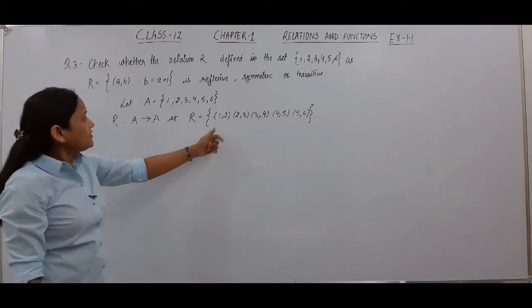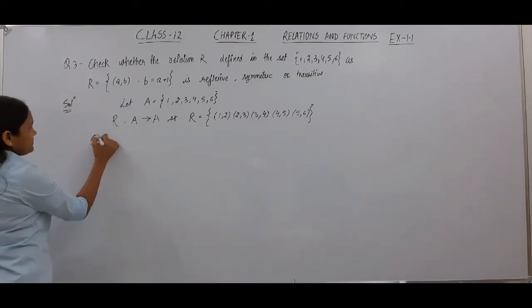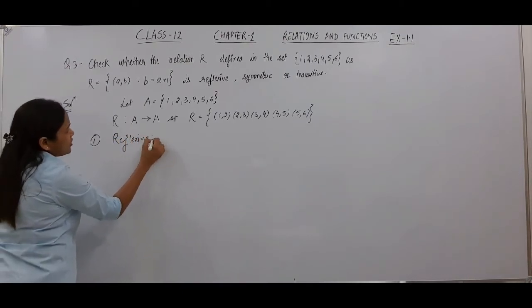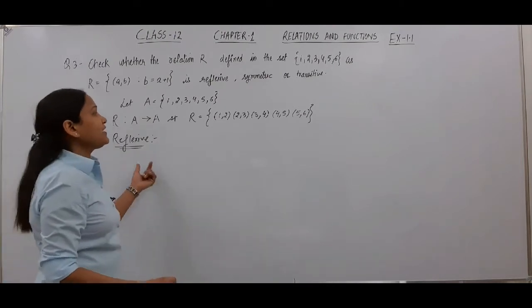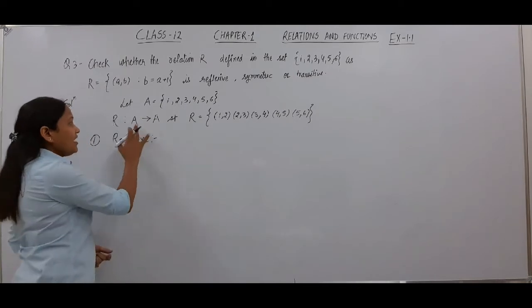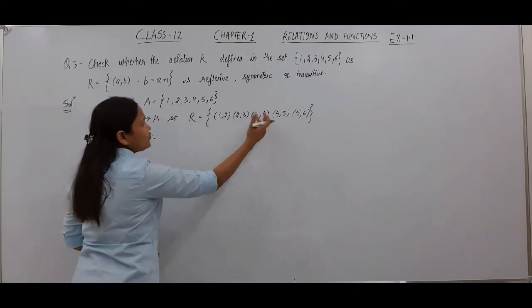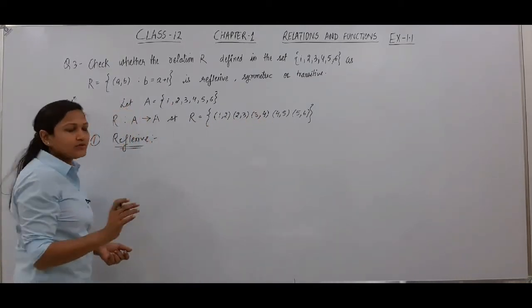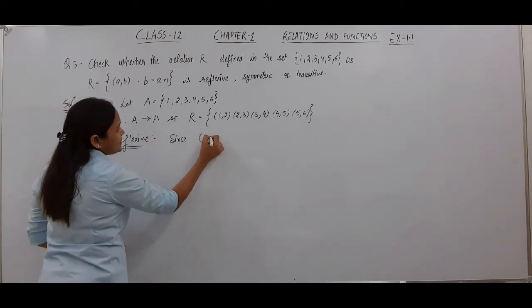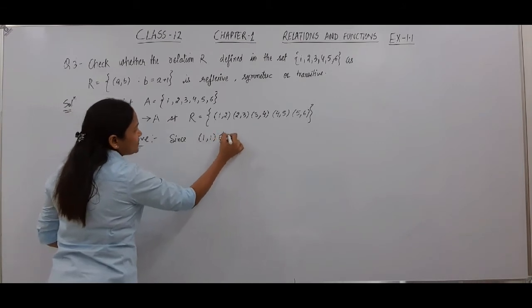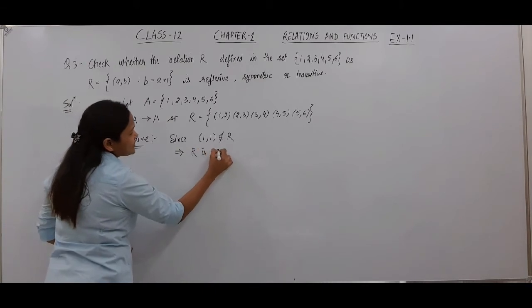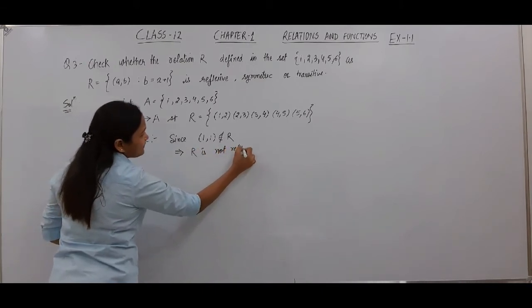Now to check whether the relation is reflexive or not. Reflexive relation is when every element is related to itself, but here 1 is not related to 1, 2 is not related to 2, but one example is more than enough. So you are going to give only one example since 1 does not belong to this relation. So your relation R is not reflexive.